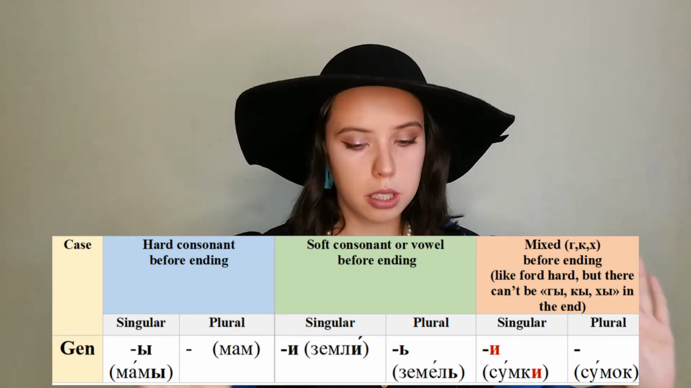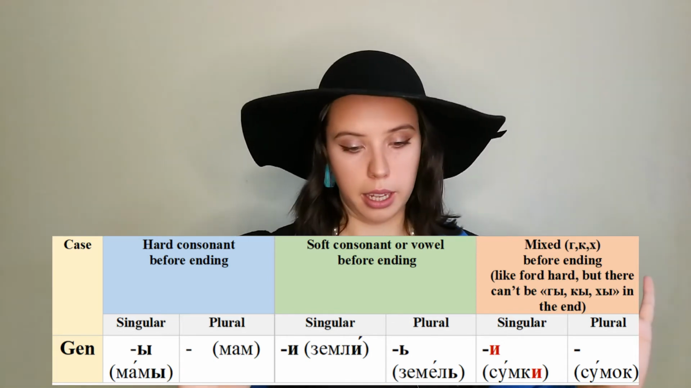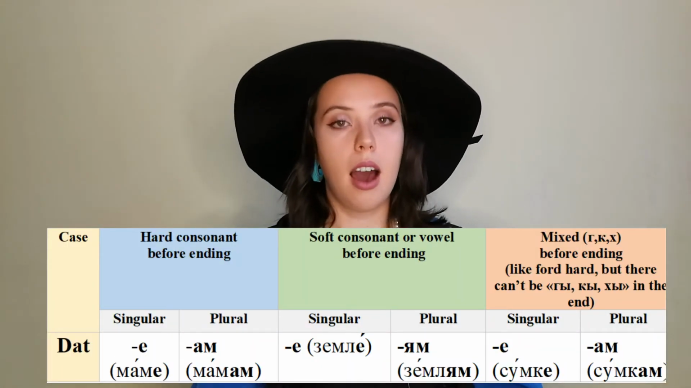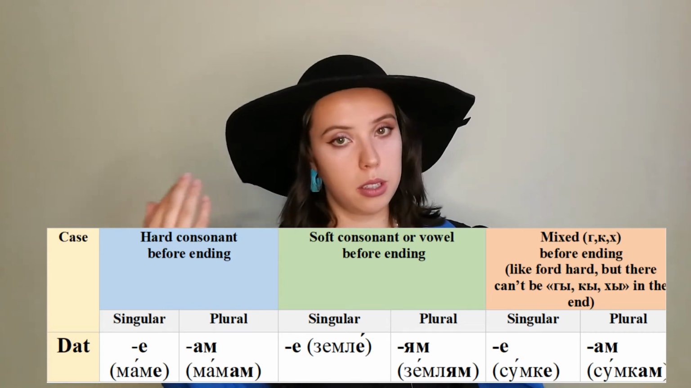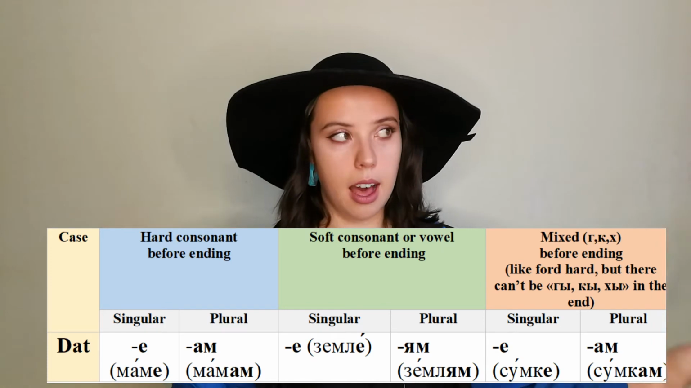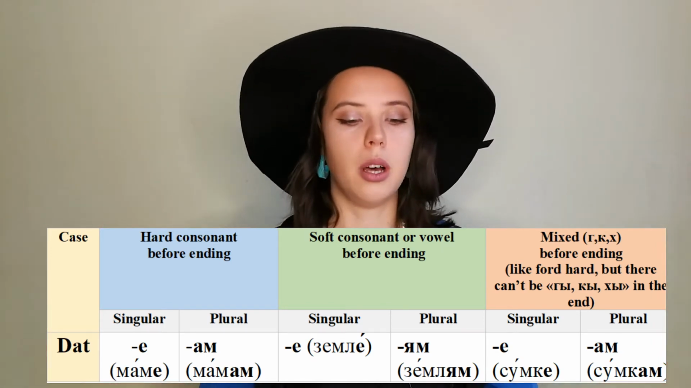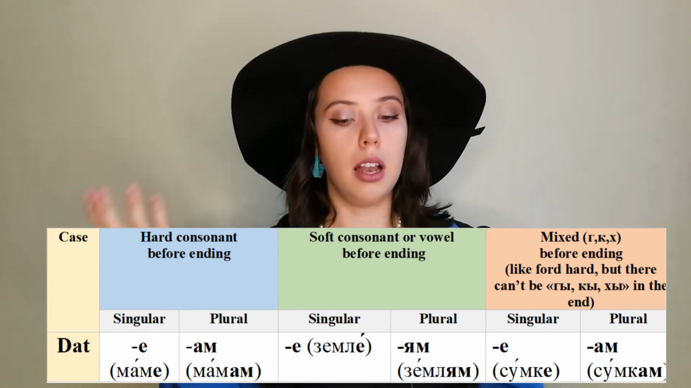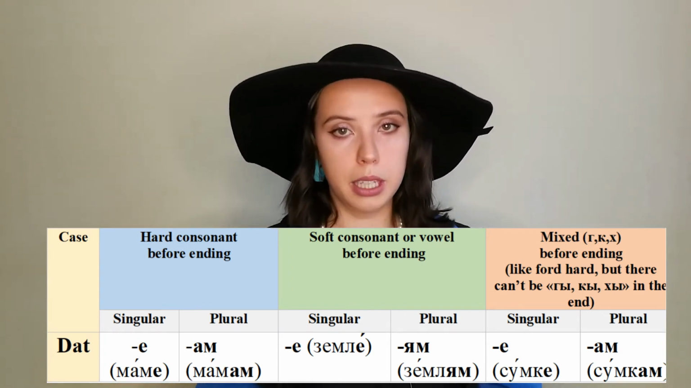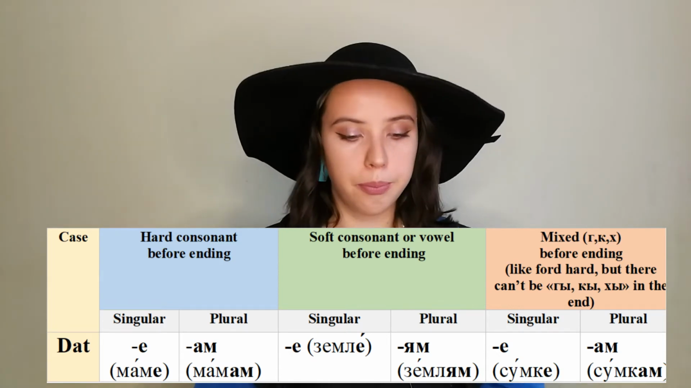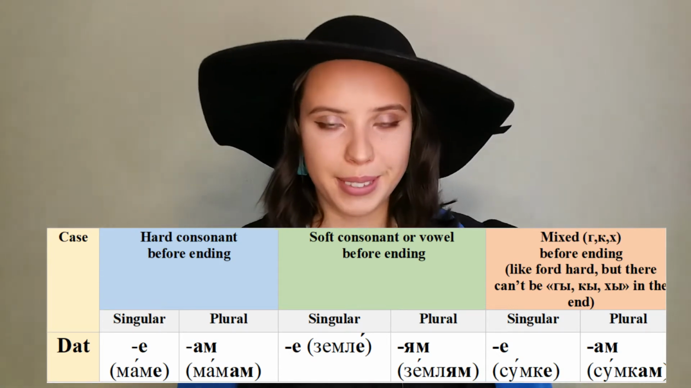Right now we still talk about cases. So right now we can speak about dative, and look, it will be ending am, and for the soft version yam, because a and ya, it's a pair. So ma mam, zem lam. And for the mixed version, it will be the hard version. Sum kam. All right?